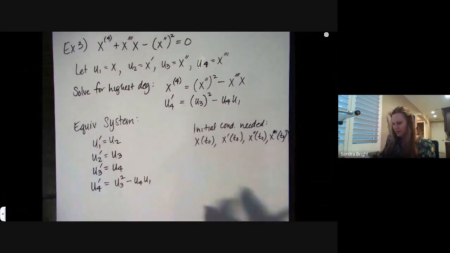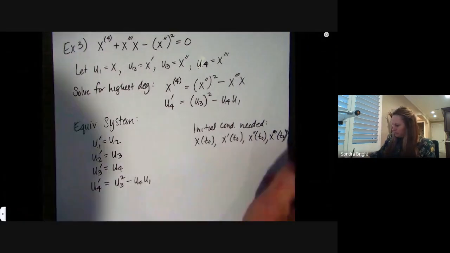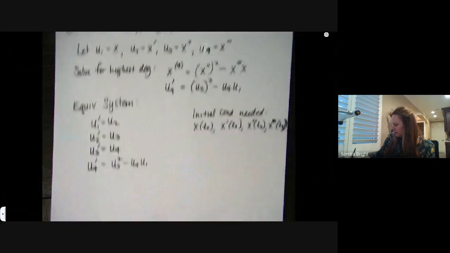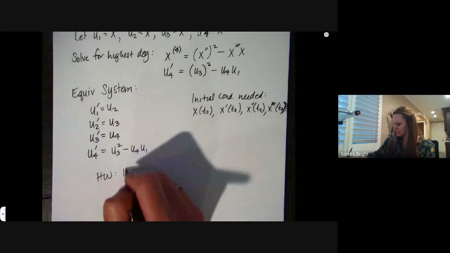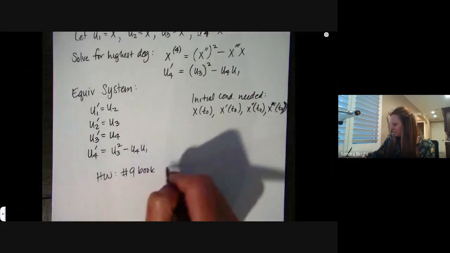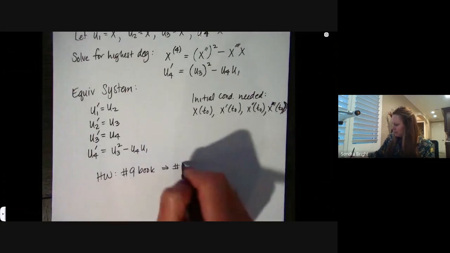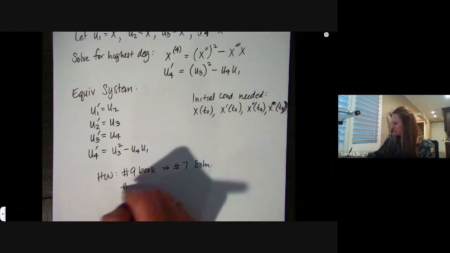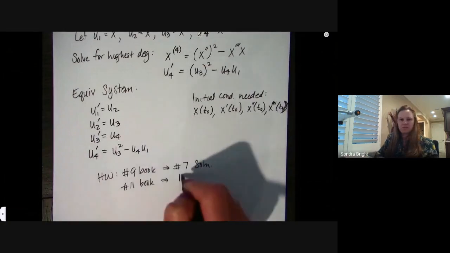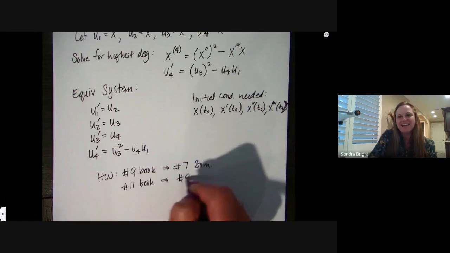I want to make one little note to you when you go to do the homework. Number 9 in the book matches number 7 in the solution manual, and number 11 in the book matches up with number 9 in the solution manual. So just be aware of that.